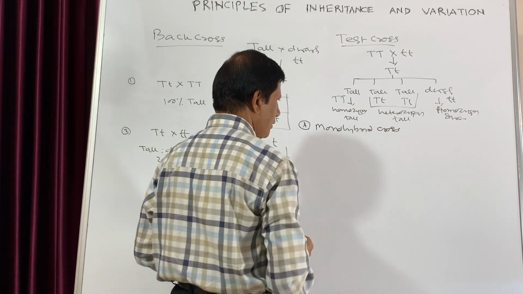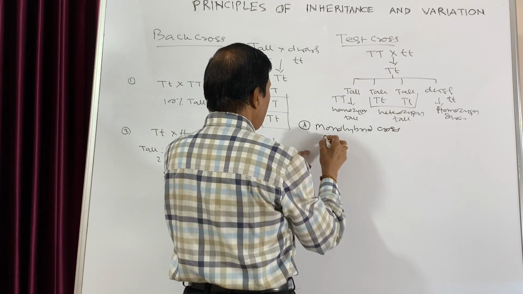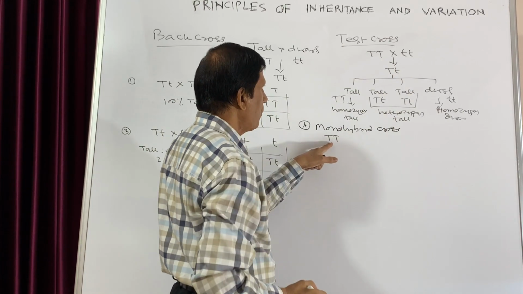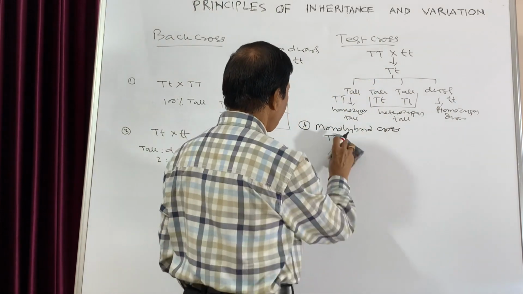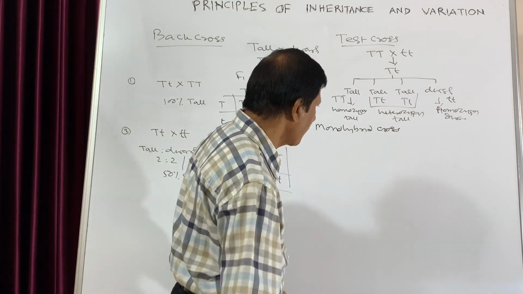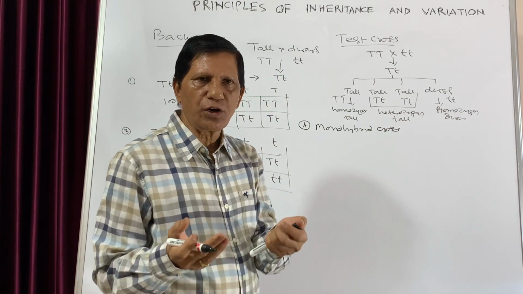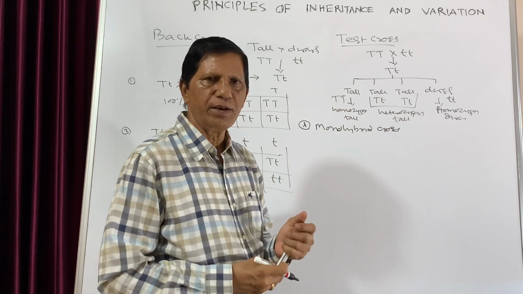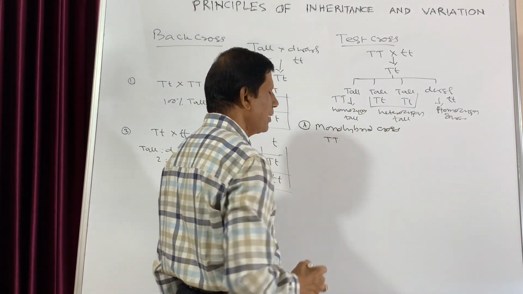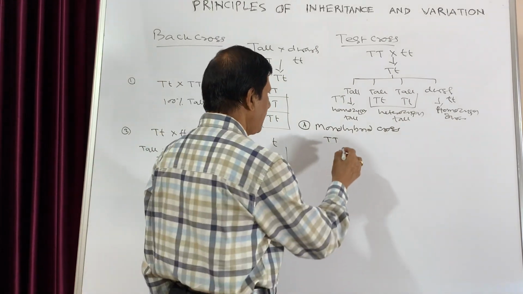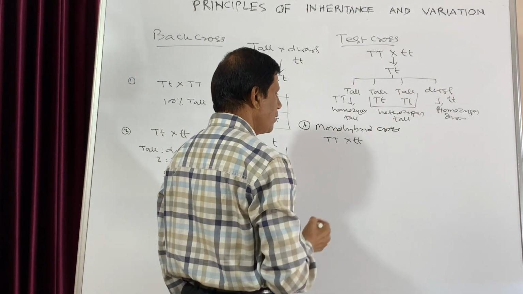For the monohybrid cross, we can cross with the homozygous one. Suppose one unknown tall plant is given. How will you know the genotype? In that case, you take the pure homozygous tall and cross it with the recessive parent only.